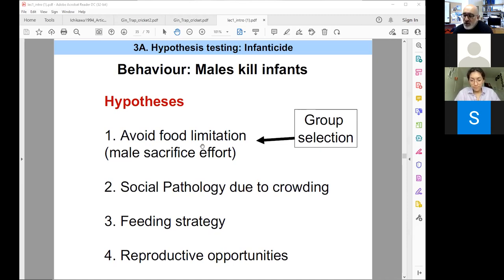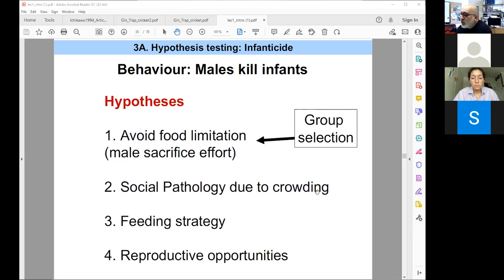And so to do that, the hypotheses are related to reproduction. We had 4 hypotheses. One was that males were killing off offspring in order to prevent starvation of the group. That is, if food is limited, then perhaps you might argue, using a group selectionist argument, which we know is flawed, that males are killing off infants because they are trying to prevent limited food for the group.